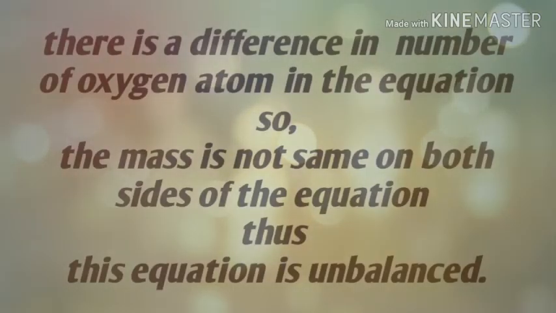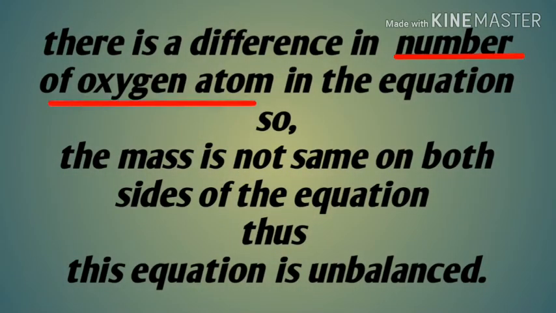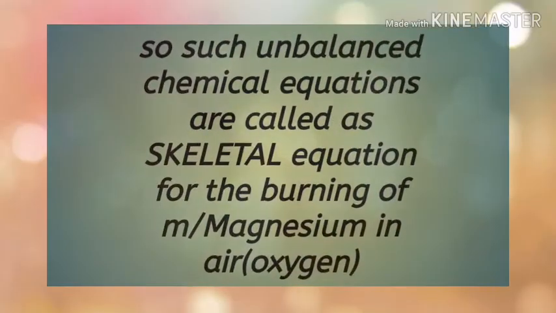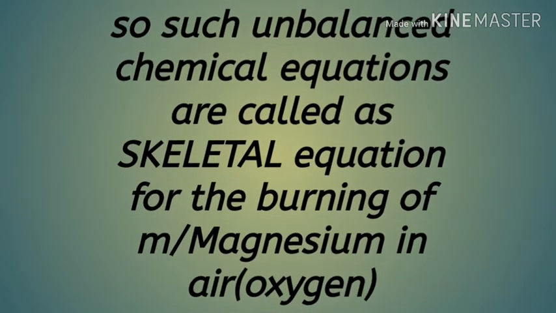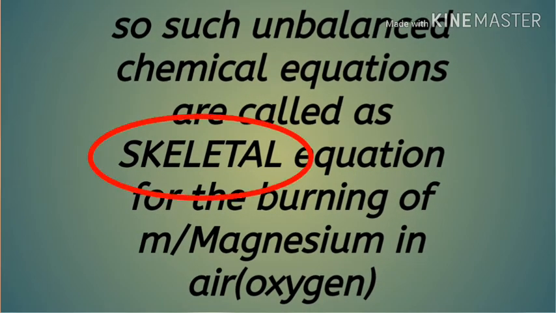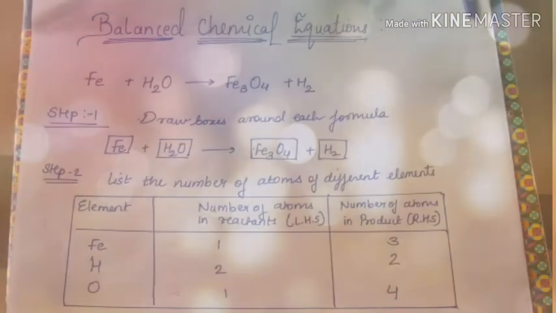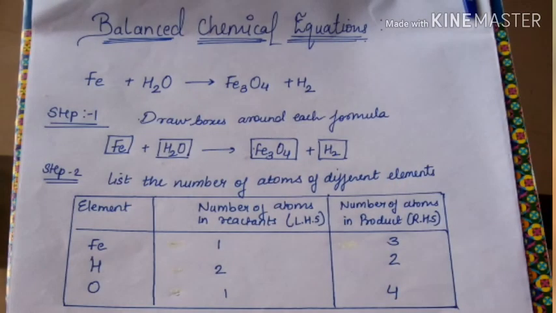From this equation, we can say there is a difference in the number of oxygen atoms in the equation. So the mass is not the same on both sides of the equation. Thus, it is considered unbalanced. Such chemical equations are called skeletal chemical equations, as for the burning of magnesium in air. So let's learn how to balance an equation.